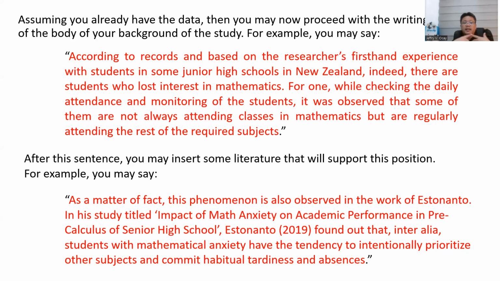The problem with many young scholars is that they do it the other way around. They cite a particular literature, and then they explain it. They cite, and then they explain it. No, that's not how we do it. In research writing, readers are looking for our own interpretation, our own arguments of the issue at hand.